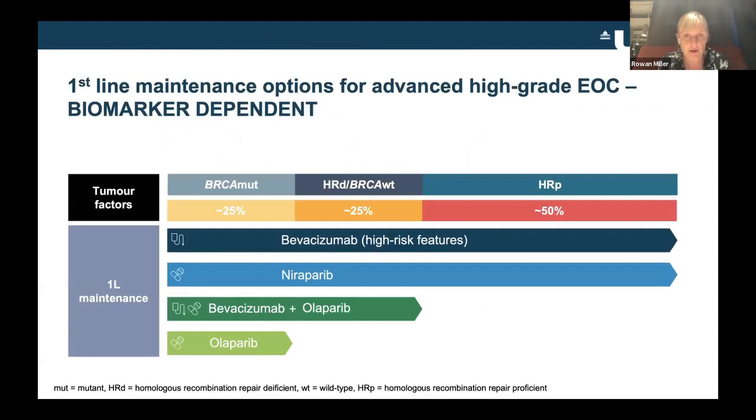So I show you this figure again, because now we've gone through the data behind it. The patients with the biggest number of options are the BRCA mutant patients, because they have access to all of these drugs. I would argue that both for the BRCA and the HRD, BRCA wild type patient, bevacizumab monotherapy is not really an option. The benefit for PARP inhibitors in these patients is so great that there has to be an extremely good reason not to give a PARP inhibitor for those patients. But these are the options as they stand, and this is what we have available to us in the UK.